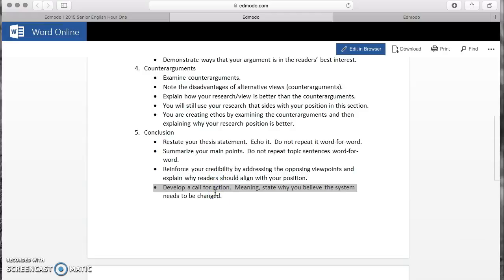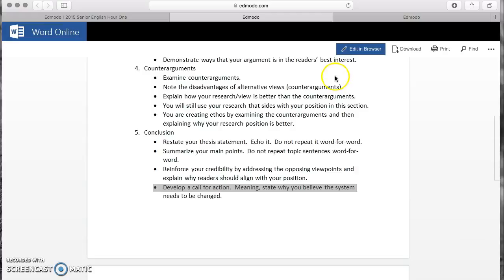And last but not least, develop a call for action, meaning why do you believe the system needs to be changed based off of your particular research? Based off of everything that you have researched, everything that you've looked over, read about, written about also. Why do you think this system, the status quo, the way things are in society today, why should they be changed based off of your own opinions over the particular subject? And in doing so, by calling this quote-unquote call for action, you're asking for a positive change to take place in our status quo, in the way things are being operated in society today.